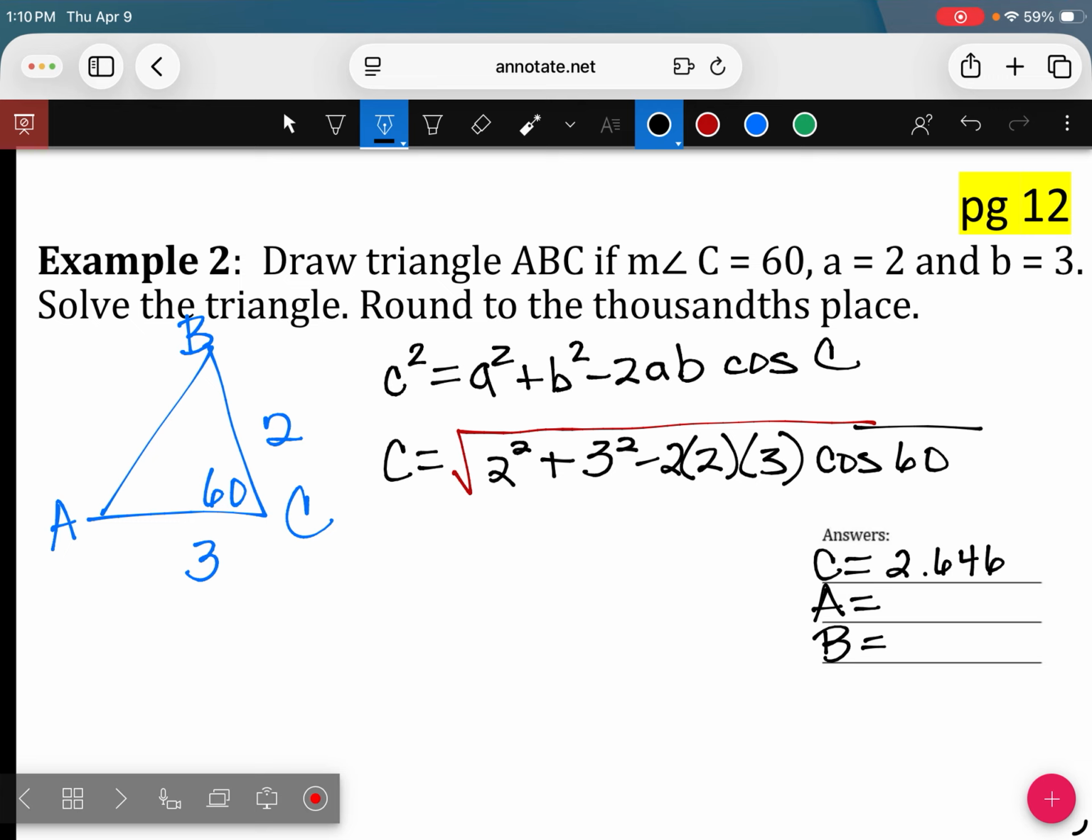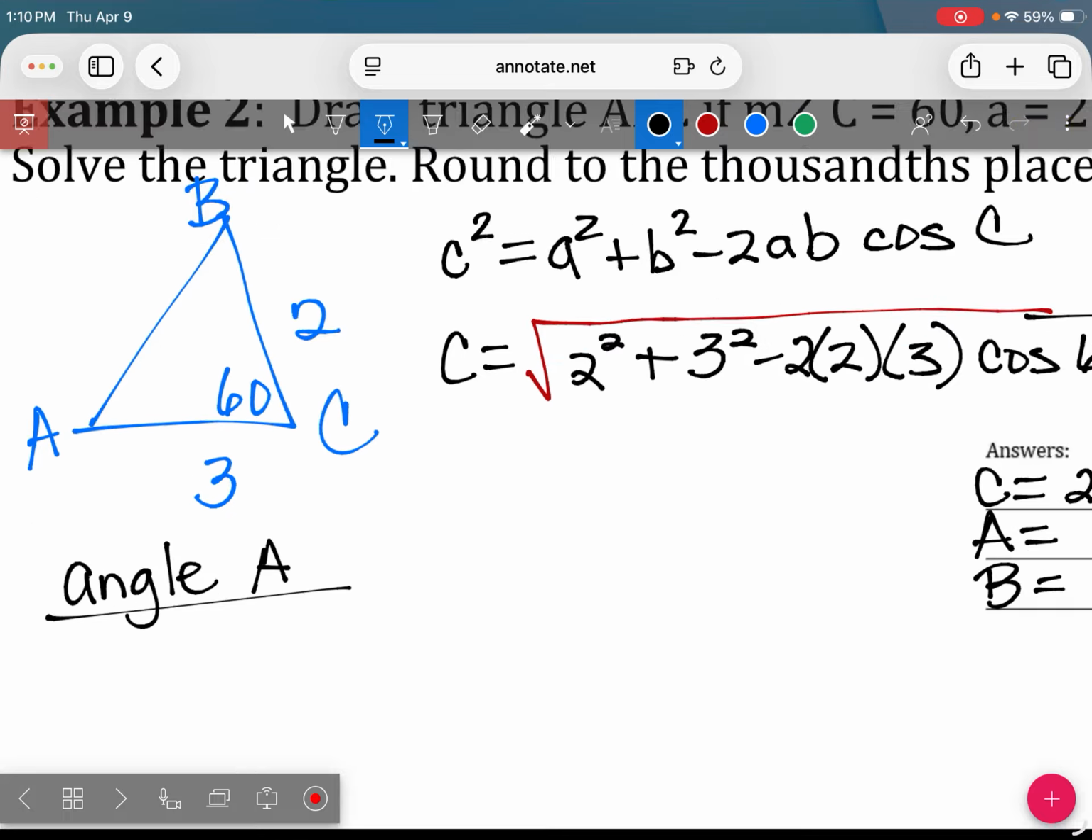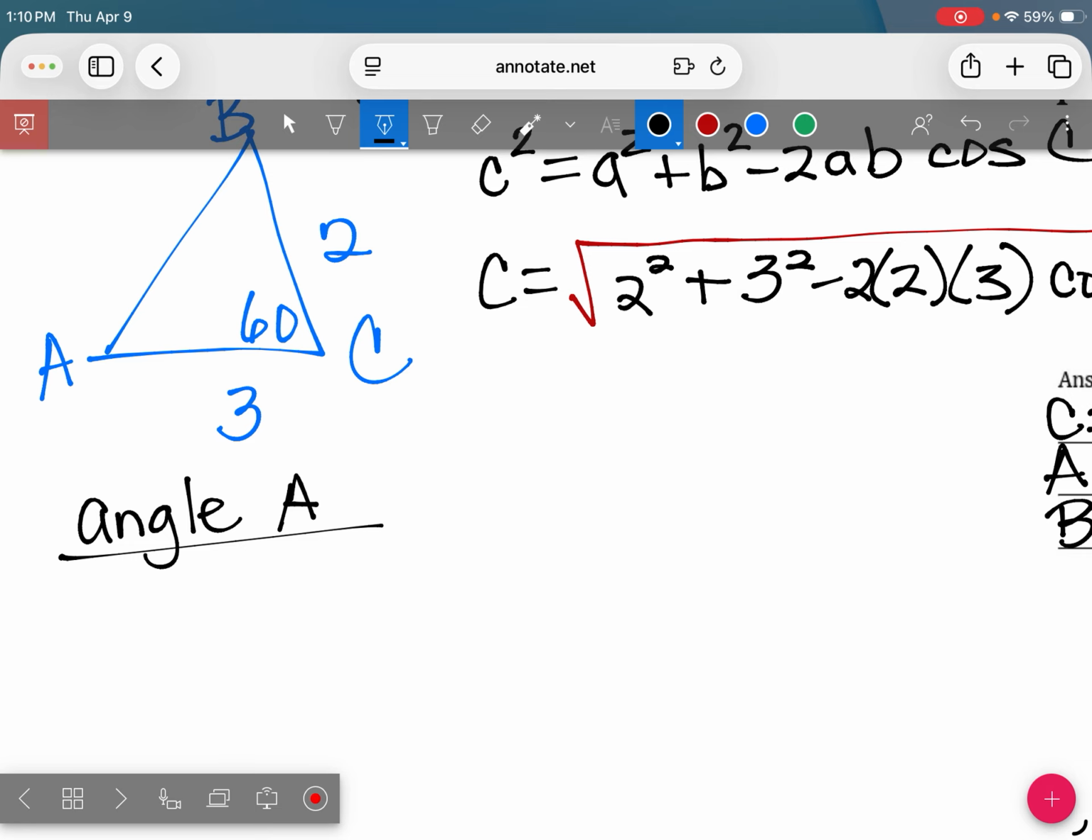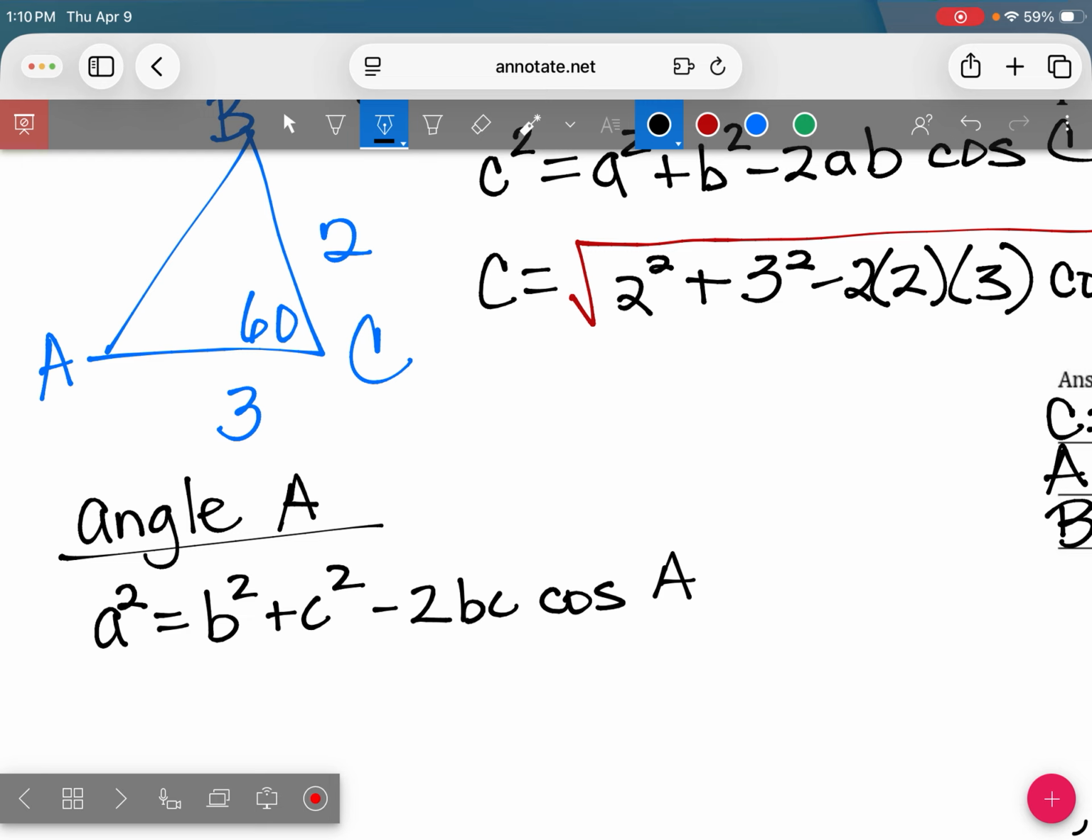If I'm trying to find angle A, that means I have to start the law of cosines with little a. So it's going to be a squared equals the other two sides minus 2. Now, unfortunately, whenever we're using the law of cosines to find an angle, we have to solve it.